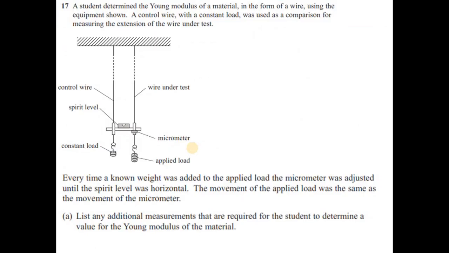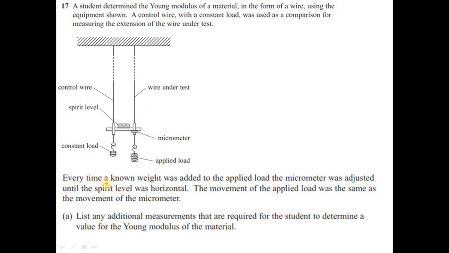A student determined the Young modulus of a material in the form of a wire using the equipment shown. A control wire with the constant load was used for comparison for measuring the extension of the wire under test. So this is the diagram. This one is the control wire under test, and a micrometer screw gauge is used here.